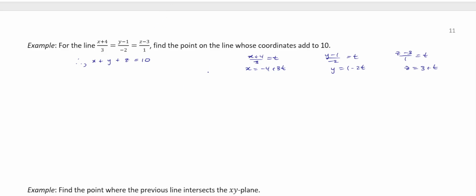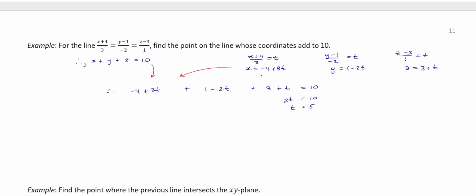So what I can say right here is I can take these two sets right here, and I can say, therefore, x, which is -4 plus 3t, plus y, 1 minus 2t, plus z, 3 plus t, must all equal 10. Okay, simplifying, I get 2t is equal to 10 and t is equal to 5. So t is the parameter value that would make x plus y plus z equal to 10.